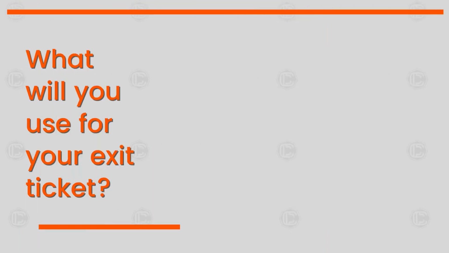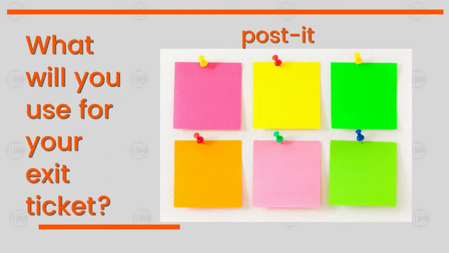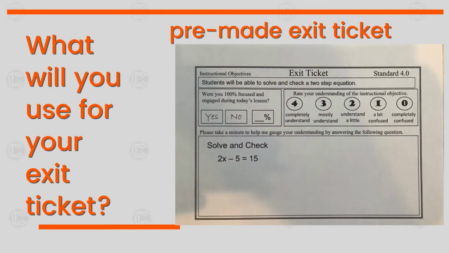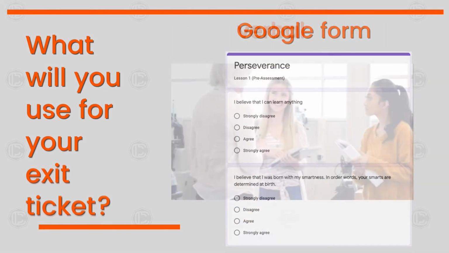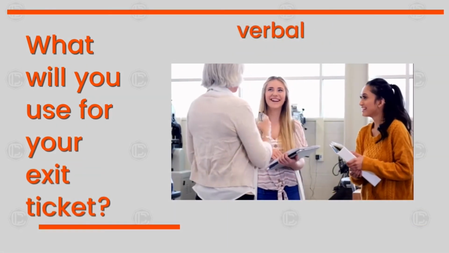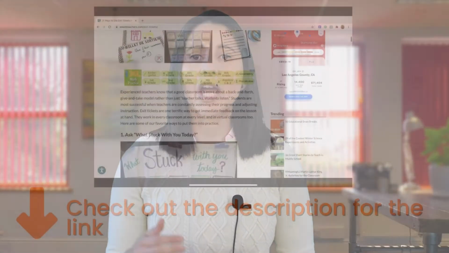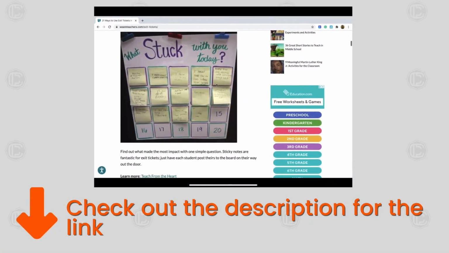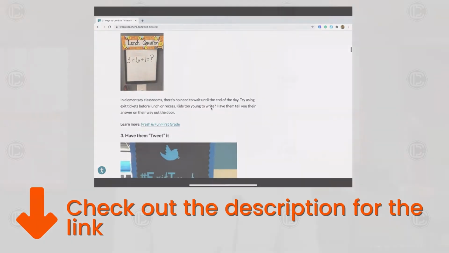Step 2, decide what will be used for your exit ticket. You can use a Post-it, a pre-made exit ticket, which is what I usually use. You could also use a Google form for online exit tickets. It can be a verbal question. There's so many creative ways to gather information. I'll leave a link to a blog that has 21 different ways to collect exit tickets.